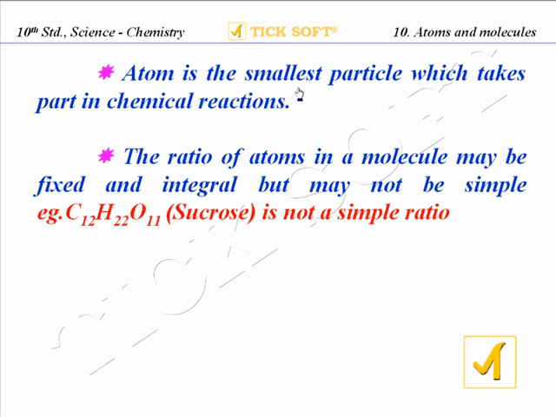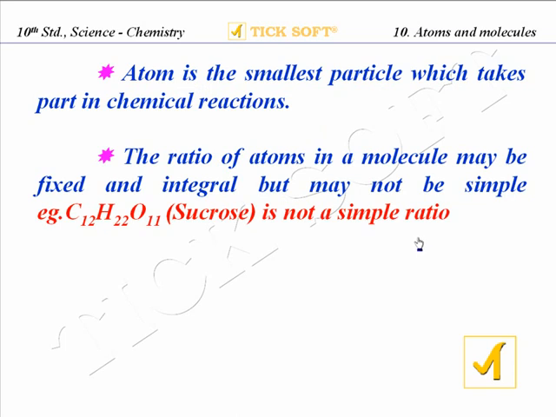The atom is the smallest particle which takes part in chemical reactions. The ratio of atoms in a molecule may be fixed and integral but may not be simple. So C12H22O11, that is sucrose, is not a simple ratio. Here the atom is the smallest particle. It is a divisible particle. It consists of three particles, namely proton, electron and neutron. Already we discussed this.